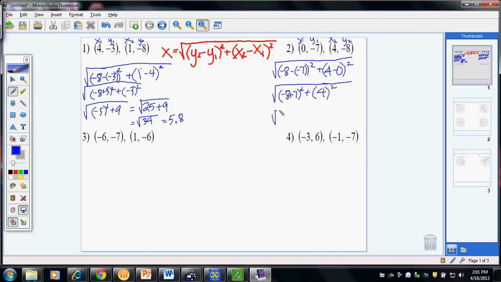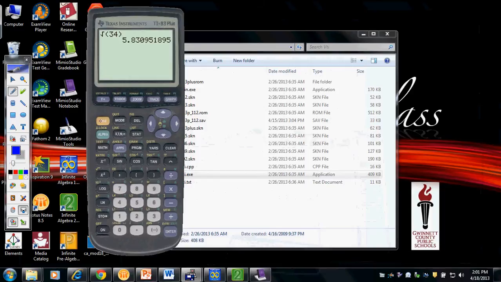So negative 8 plus 7 is negative 1 squared plus the 4 squared we already have, which equals negative 1 squared is 1, 4 squared is 16, and so we're left with the square root of 17. Okay, so again, we can go back to our calculator and we can find out what this is. We have 4.1.